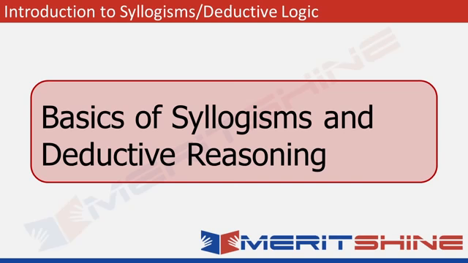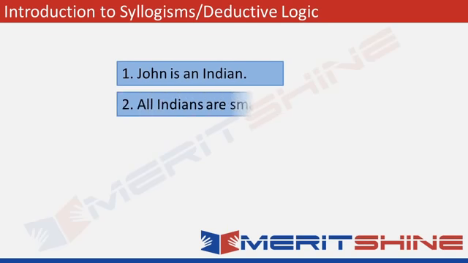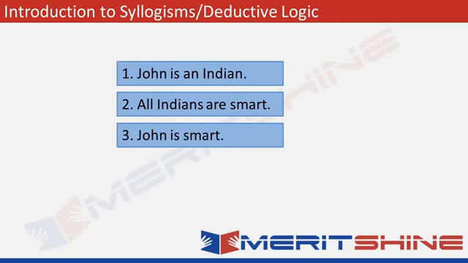So let's start. Look at this statement. John is an Indian. It's a simple statement which says that John is an Indian citizen. Now look at this second one. All Indians are smart. Obviously. Again, a pretty simple statement. But if you combine these two statements, what does it tell you? Since all Indians are smart and John is an Indian, John has to be smart, obviously. So it tells us that John is smart. So that becomes our number 3.